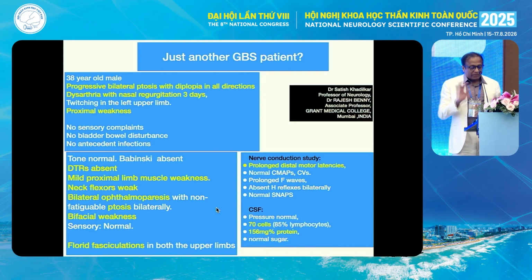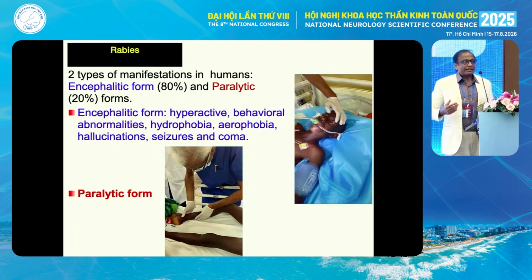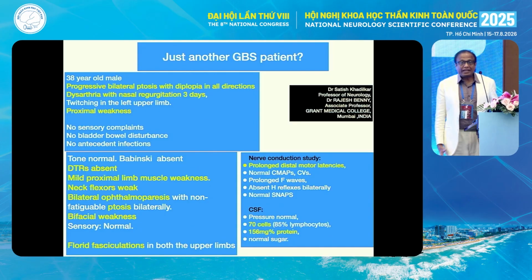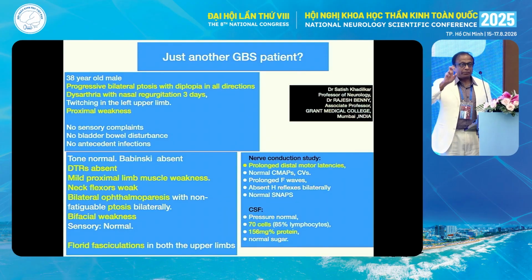Even though there were some features like the CSF cells were slightly high. But they thought it was Guillain-Barré syndrome. So they admitted the patient to ICU, started the patient on immunoglobulins. But then the next day, he started developing lots of fasciculations, hyperhidrosis, and hydrophobia. He couldn't drink any water. And then when they took the history, the parents reported that a few weeks ago, the boy had a dog bite. A street dog bit him.